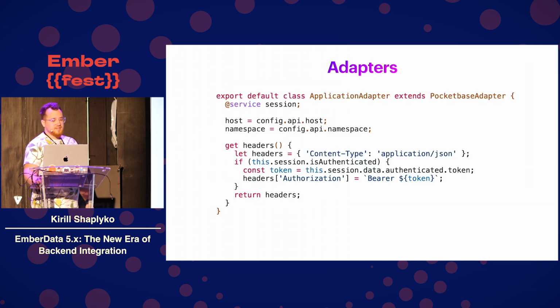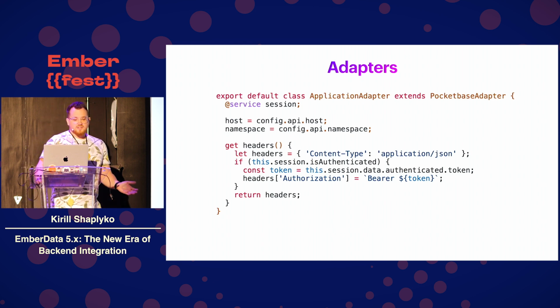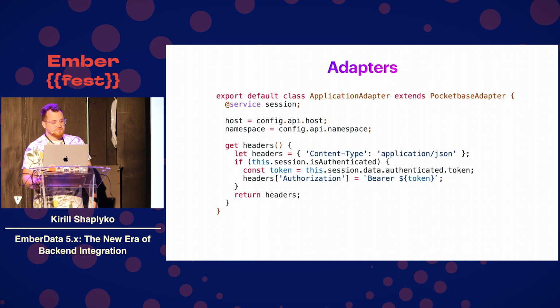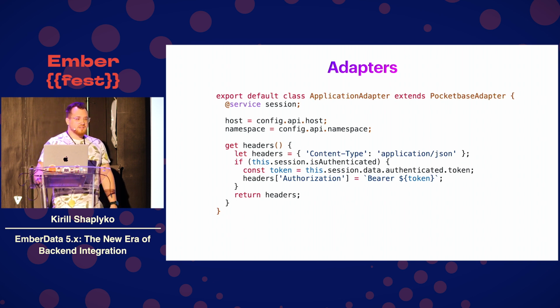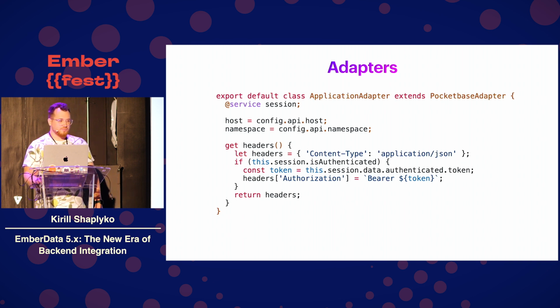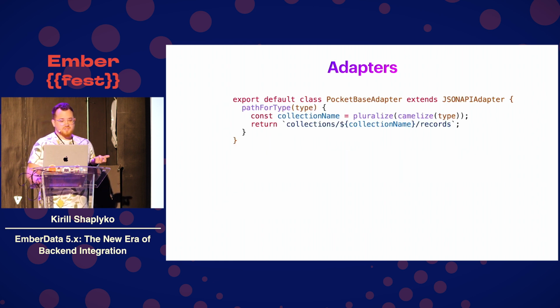So I think pretty much everyone has some kind of application adapter looking like that. You set up host and namespace from the configuration. You get the headers object filled with the authorization token. And yeah, the only thing different here is we extend the PocketBase adapter. PocketBase adapter is just a JSON API adapter with an overwritten path for type.